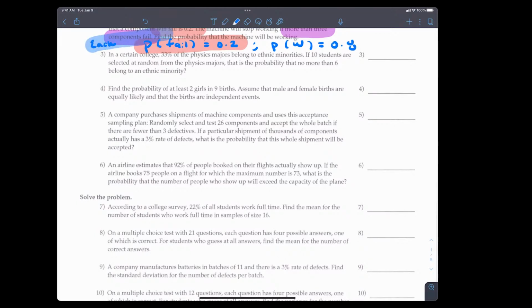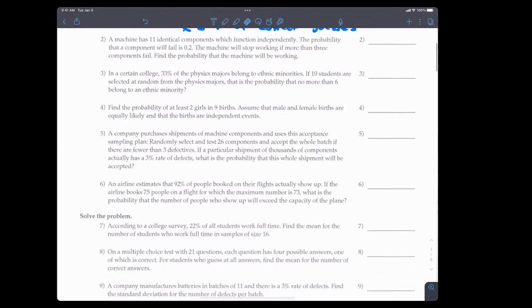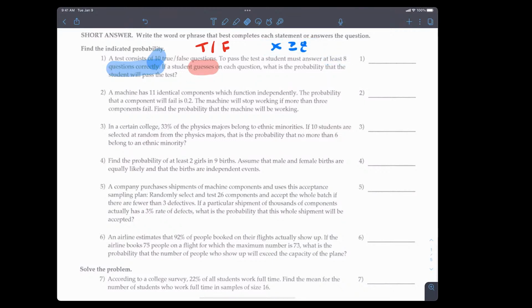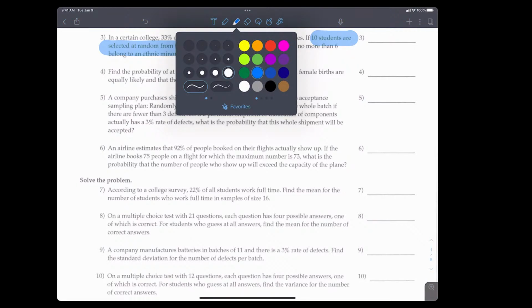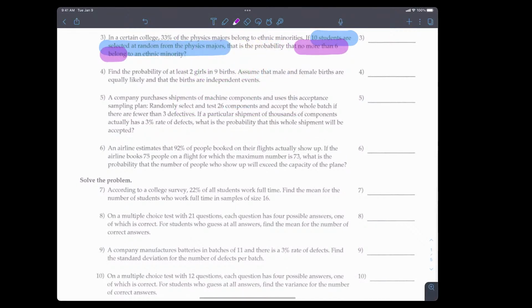I'm going to erase some of this other stuff here so it's not distracting us. I know there's not a lot of space, but it's better than nothing. All right. A certain college has 33% of its physics majors being minorities. If 10 students are selected at random from the physics majors, find the probability that no more than 6 belong to an ethnic minority.